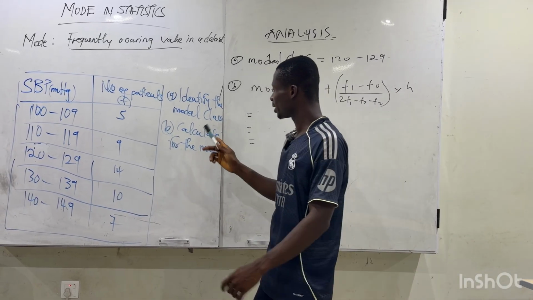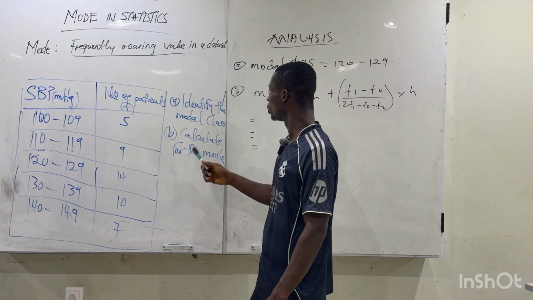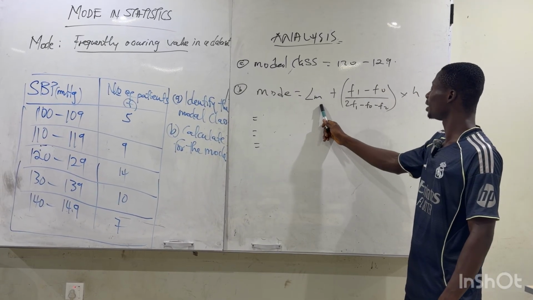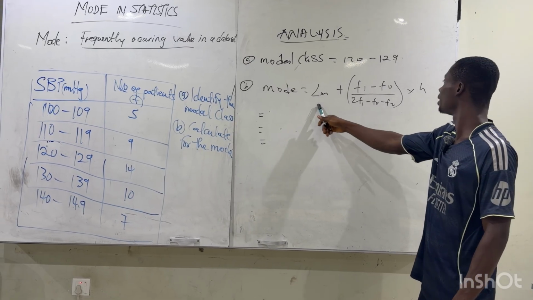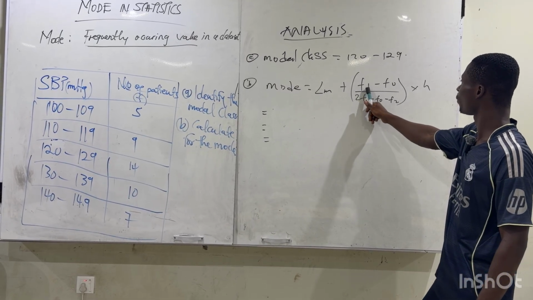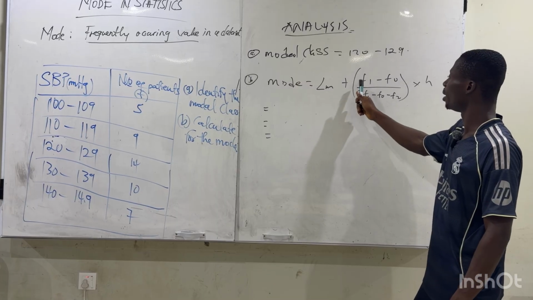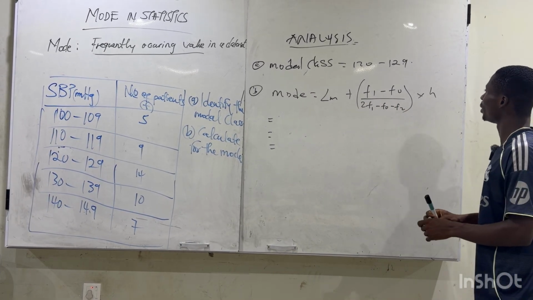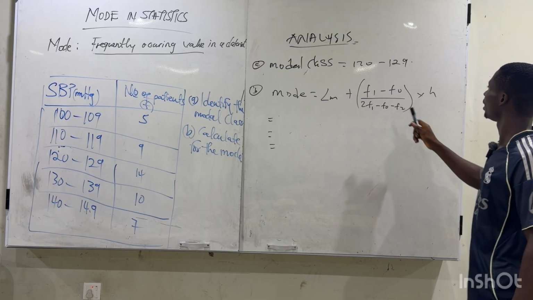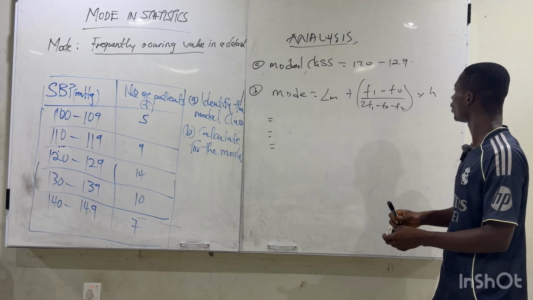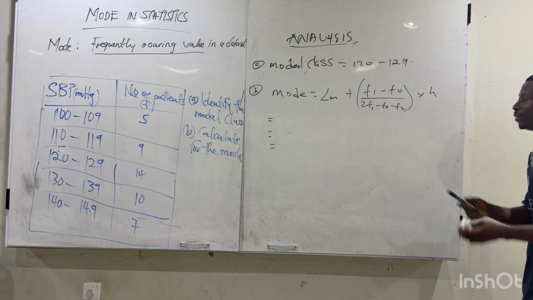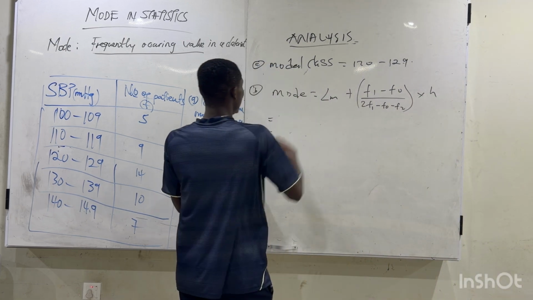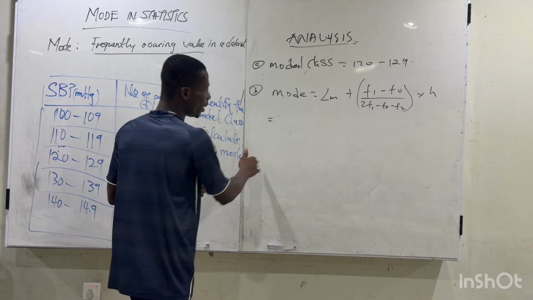The second question has asked us to calculate for the mode. And in calculating for the mode, the formula is LM, which is the lower class boundary, plus F1. The F1 is the frequency of the modal class. And the F0 is the frequency of the class before the modal class. And the F2 is the frequency of the class after the modal class. And you have the H to be the class width. So you have to identify our parameters first.